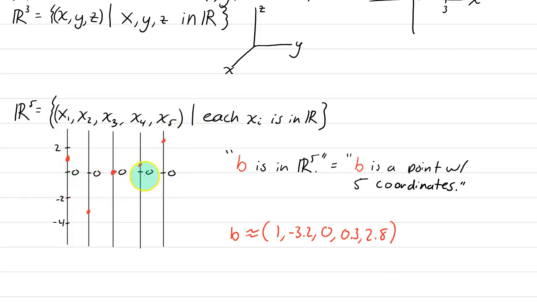And this is actually a handy way to think of multi-dimensional points later on when we're talking about more abstract vector spaces. We'll come back to this.